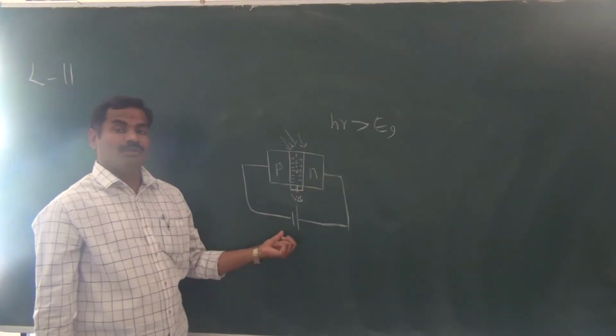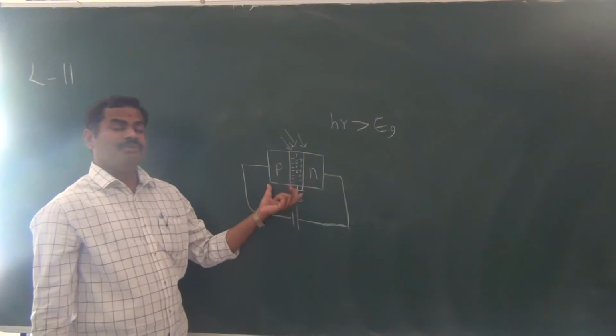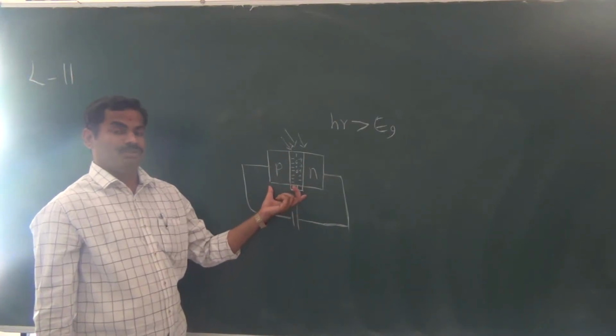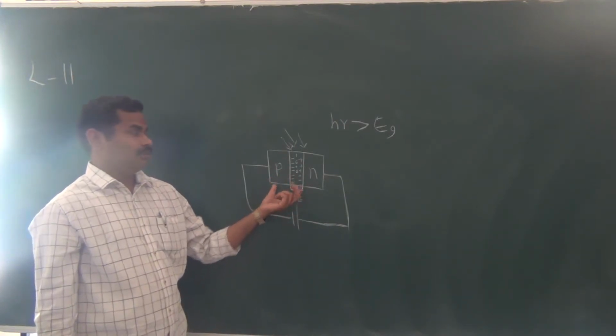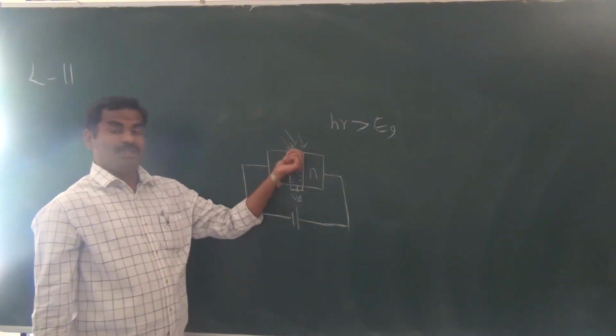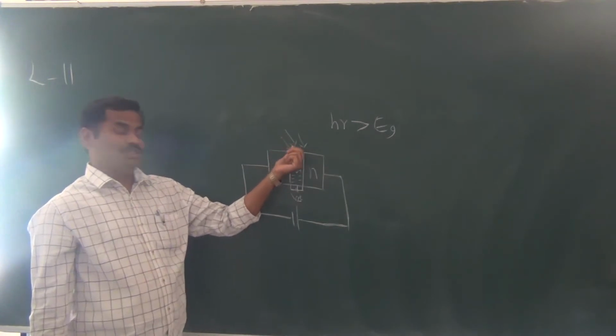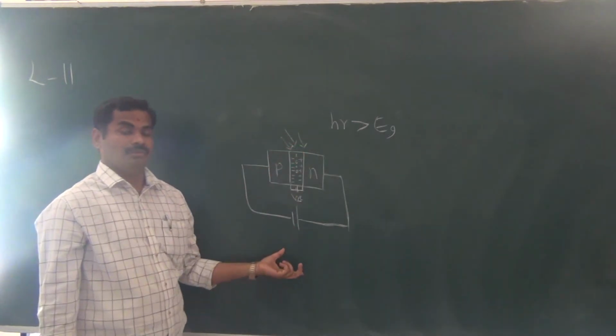They will have the current. That current is called the photocurrent. This is about, in brief, your photodiode. The important thing in the photodiode is that the photocurrent depends upon the intensity of light falling on it. The more intensity of light falling on the junction, the more current we get.